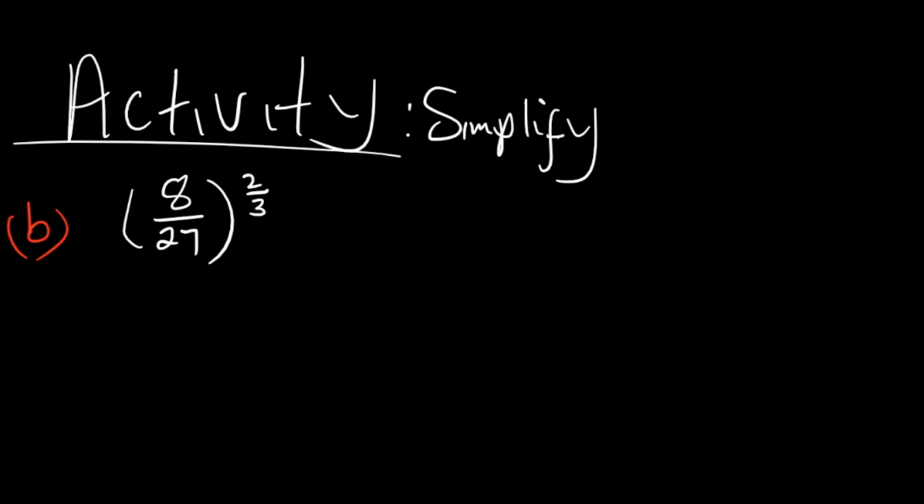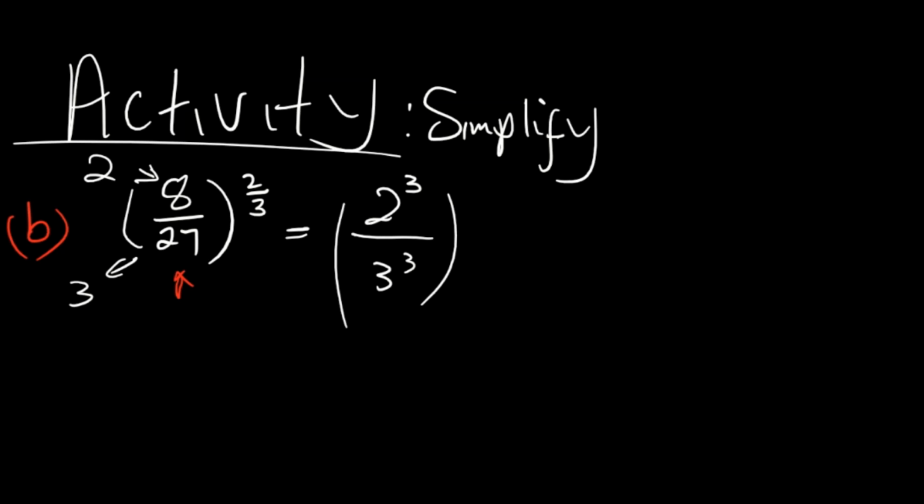Now, to simplify this next problem, we're going to first deal with what's inside the bracket. So now we have 8 over 27. We can write 8 in base 2, because the multiples of 2 include 8, and we can write 27 as base 3, because the multiples of 3 include 27. So we're going to say 2 to the power of 3, which is actually 8, divided by 3 to the power of 3, which is 27, then all to the power of 2 over 3.